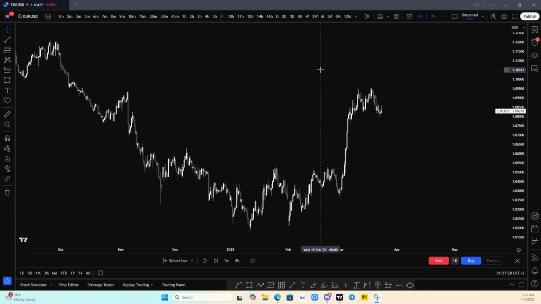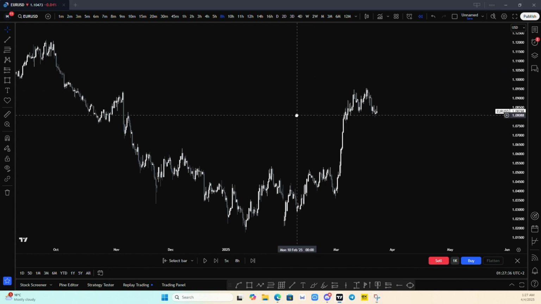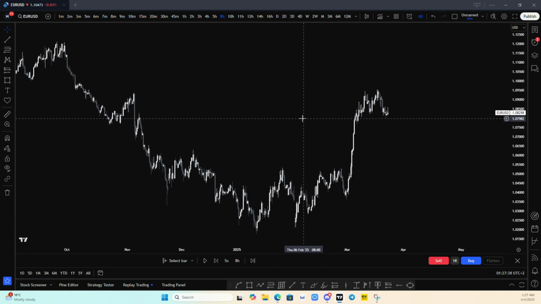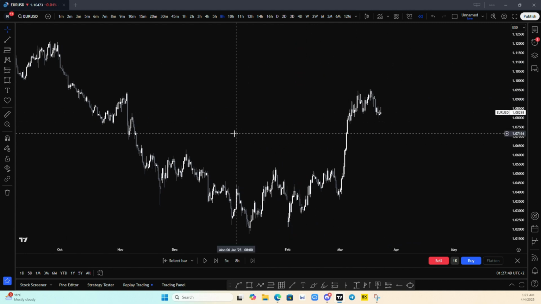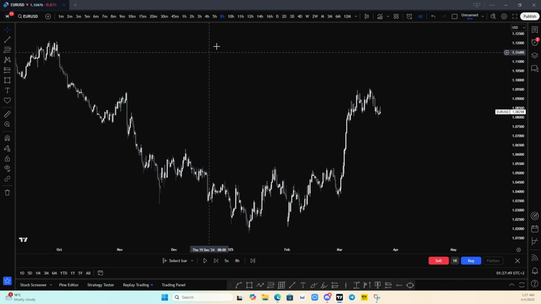Okay, so just a quick breakdown of the technical analysis that I caught in my VIP server. So here we have Euro USD. It's going to be basically a top-down analysis of the setup that I caught on Euro USD, the 6R setup that I caught. Okay, so here we are on the 8-hour chart.